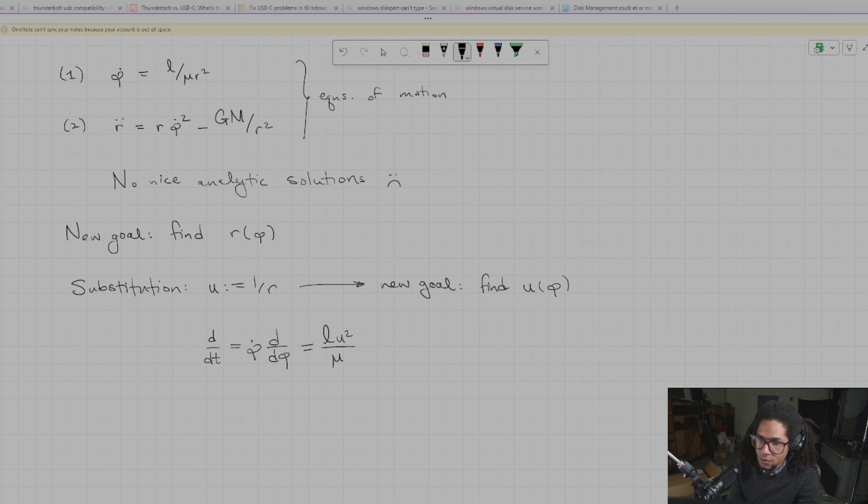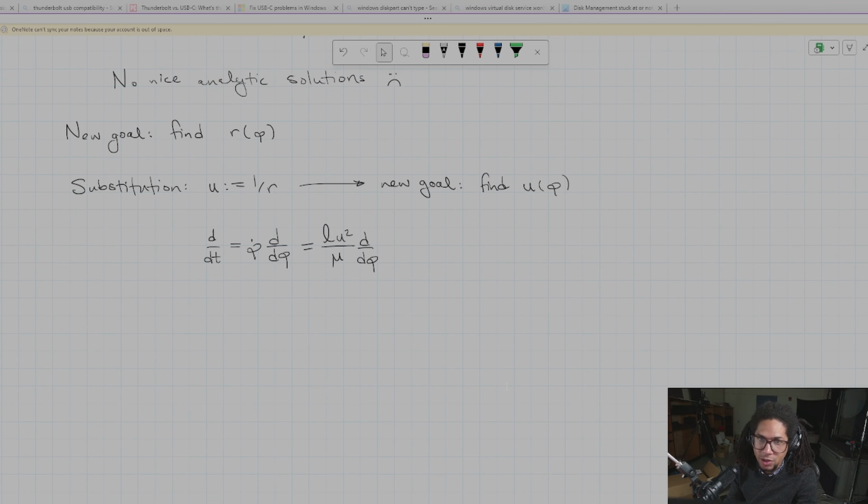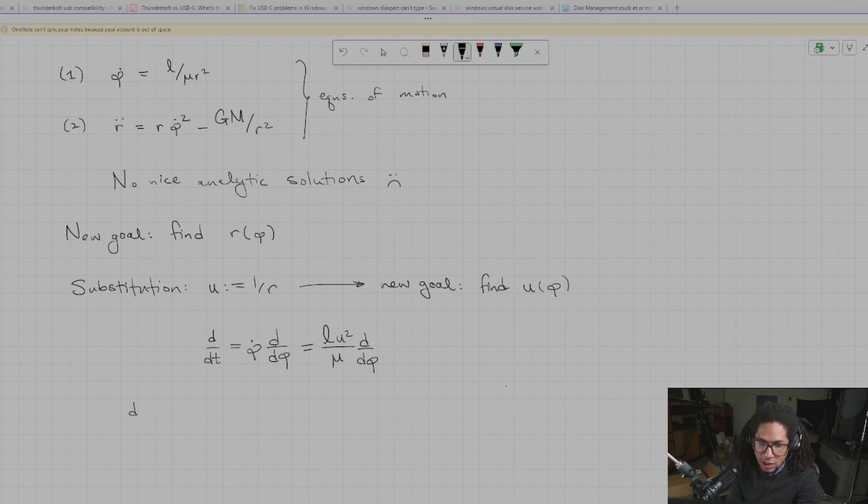Now, where do we go from here? Sorry, times d d phi. Now, where do we go from here? Well, let's just take our equation and start doing replacements. So we get that d squared dt squared of r, which is 1 over u, let me just put that in right away, is equal to 1 over u times phi dot squared. We just said that phi dot is L u squared over mu. Okay, so that's squared. Minus gm over r squared. That's gm u squared. Okay?